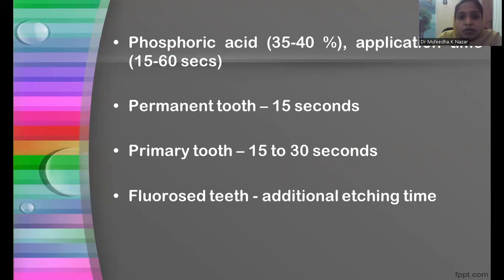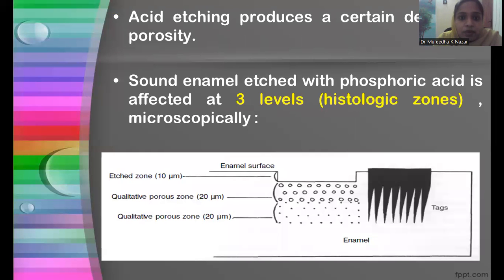The most commonly used etching agent is the phosphoric acid in 35 to 40% concentration with an application time of 15 to 60 seconds. It is recommended that for permanent tooth, 15 seconds of etching time is adequate, and for the primary tooth, it can be extended to 15 to 30 seconds. Whereas for the fluorosed tooth, an additional etching time has to be given.